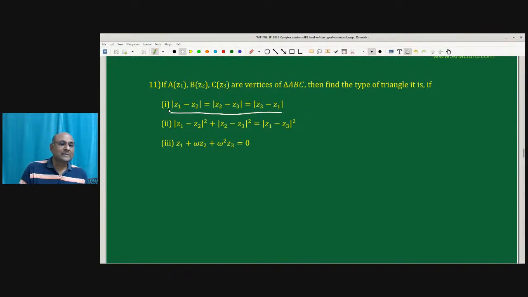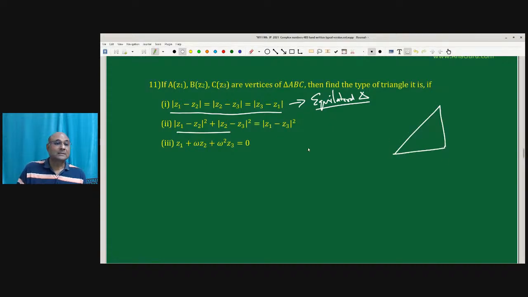So what is the meaning of this? The distance from Z1 to Z2 is equal to Z2 to Z3 is equal to Z3 to Z1. Come on, this must be an equilateral triangle. I don't even have to draw it. Hardly anything. Z1, Z2, Z3. So this distance Z1Z2 squared plus Z2Z3 squared is equal to Z1Z3 squared.